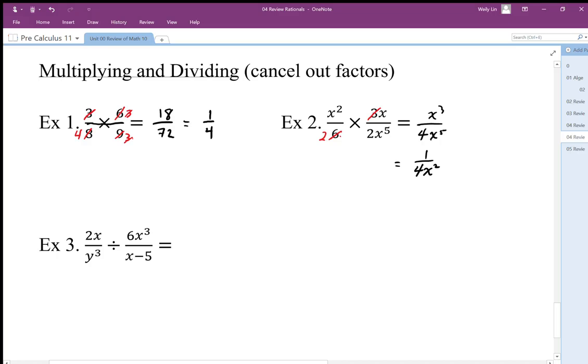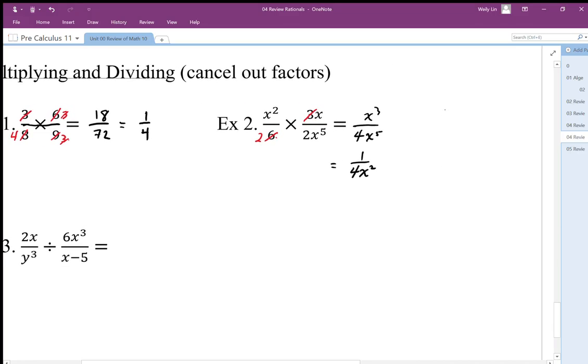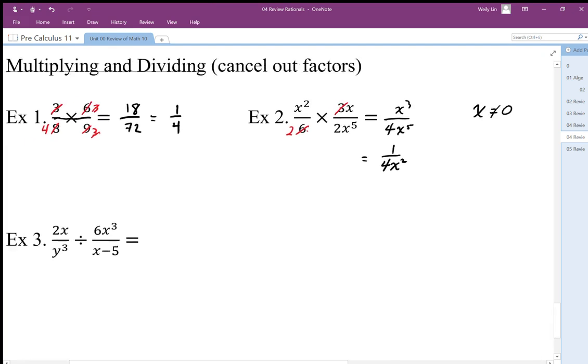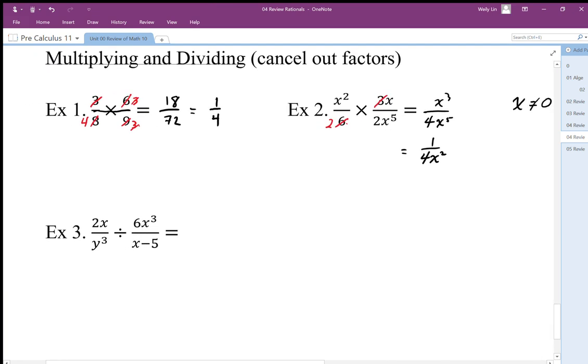Now, one thing I should maybe make note of is I really should state non-permissible values. So I can't divide by 0, so this x here can't be equal to 0. So these are my restrictions. And I maybe should state some restrictions here. I can't divide by 0, so y can't be equal to 0. x can't be equal to 5, because I'll make that denominator equal to 0. And since this x is going to end up in the denominator, literally it says divide by x cubed, the x can't equal 0 either. So I actually have quite a few restrictions here.